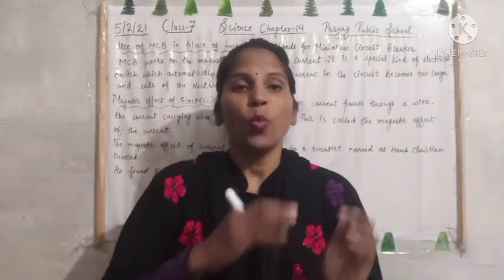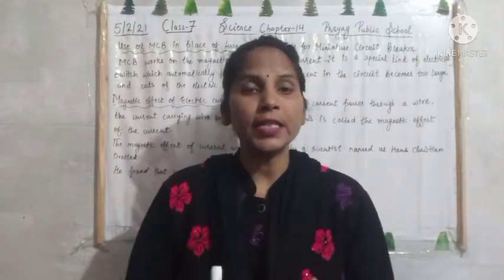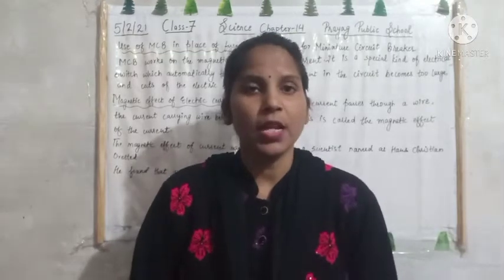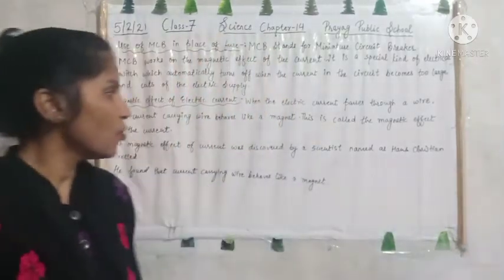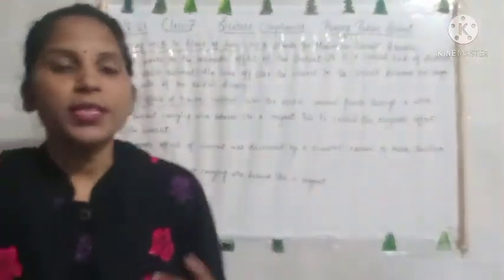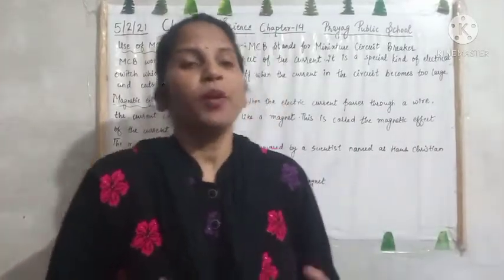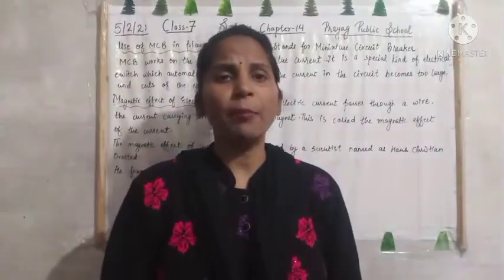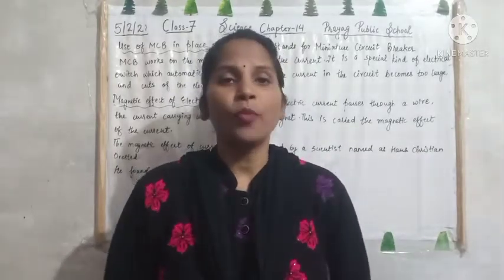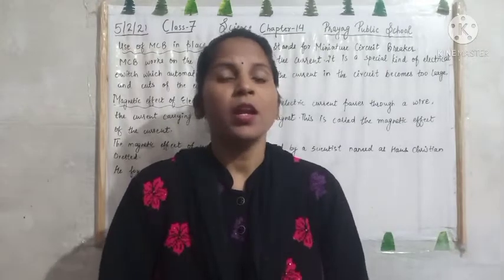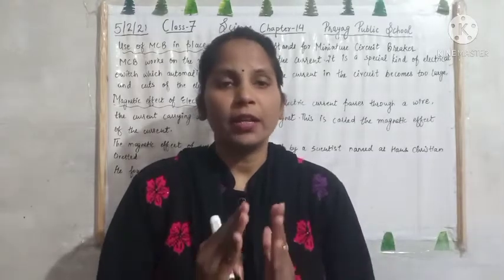So when a current is passed through any wire, it behaves like a magnet, and this is called the magnetic effect of the current. The magnetic effect of the current was discovered by a scientist named Hans Christian Ørsted. He performed an experiment. When the current was passing through a wire, he brought a magnetic compass near the current passing wire. Then he found that the wire behaved like a magnet.